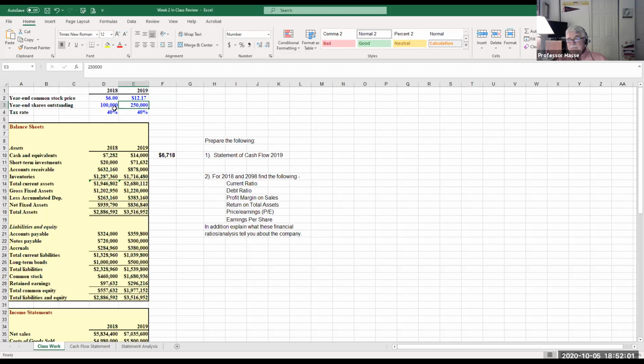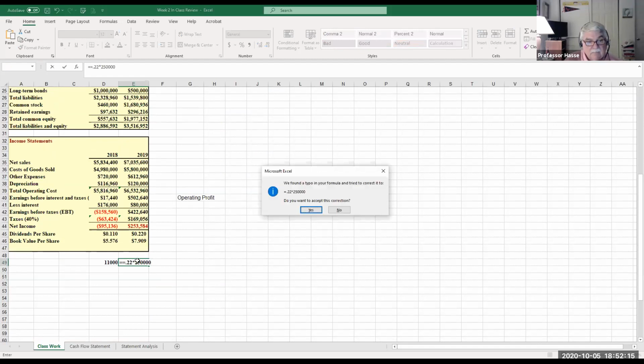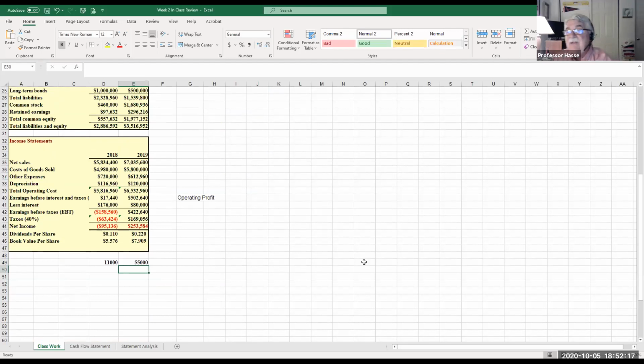Whoa. It looks like in 2019, they issued 150,000 more shares of stock. We'll get to that later. Well, now with 250,000 shareholders at 22 cents a share, they paid out $55,000 in dividends in 2019. Substantially higher than 2018 for two reasons.